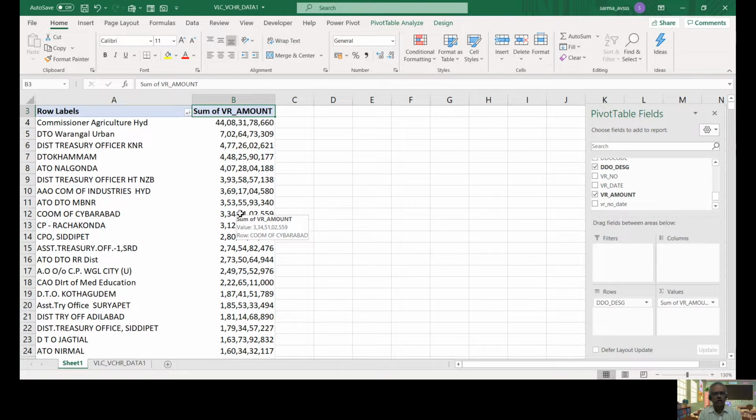Similarly, the top spender is Commissioner of Agriculture, he spent 4,408 crores. The second one is 702 crores. So there is a huge gap, around 3,000 crores difference. Why that difference? It may be genuine, I'm not saying otherwise. For the Commissioner of Agriculture, maybe the government announced some scheme for the farmers, and compensations were paid to the farmers. That's why this year's expenditure is more.